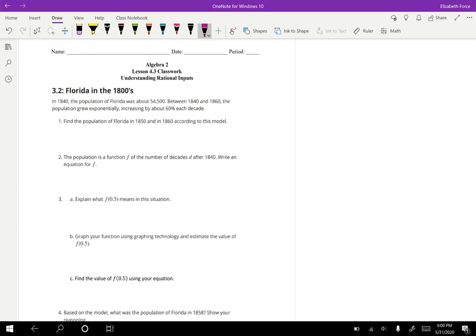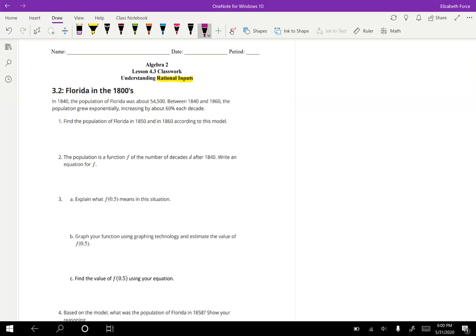Point 3, understanding rational inputs. We're going to start looking at what it means when you have to evaluate an exponential function, but the exponent is not a whole number anymore. It's a fraction or it's a decimal.